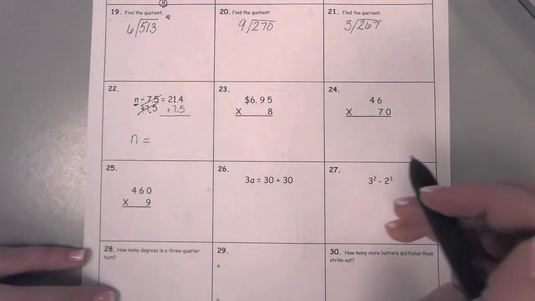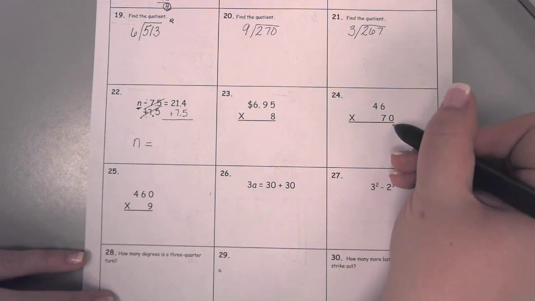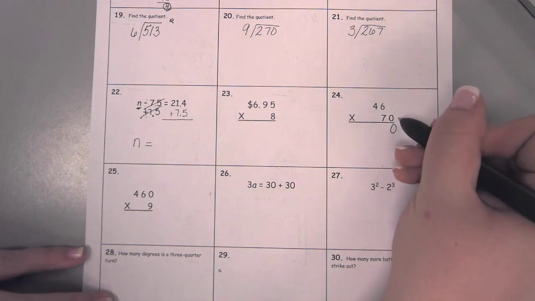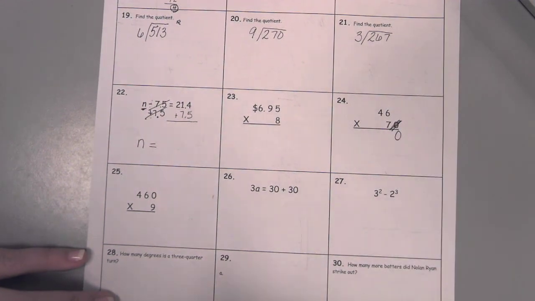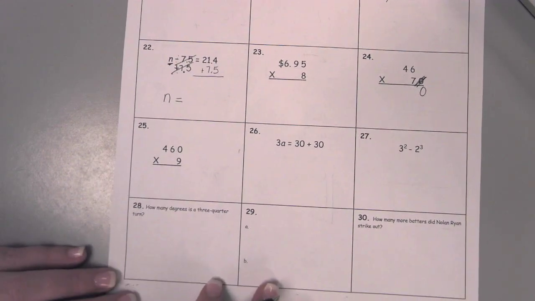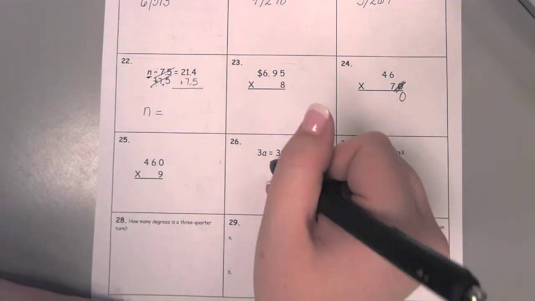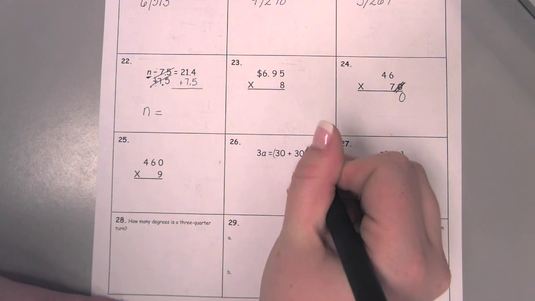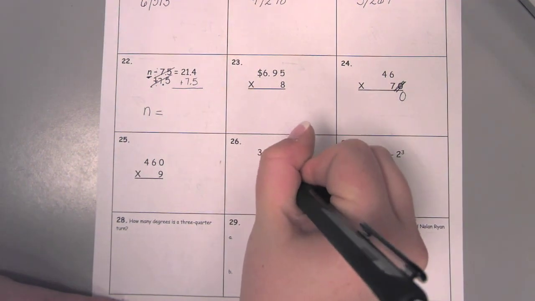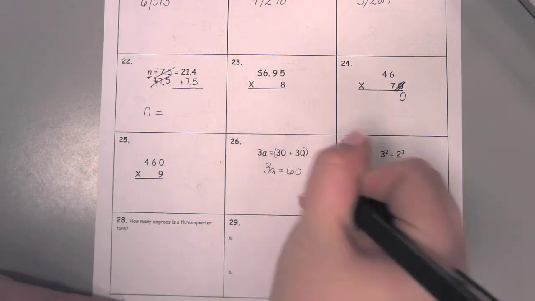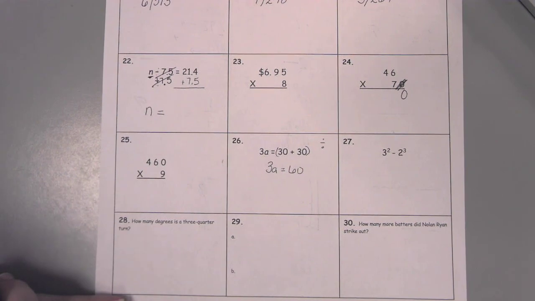23 is set up. 24, you need to be careful of. We are still missing this answer. I would write the 0 in my answer, mark it out, and now solve. 26, 3a is equal to, pretend there are parentheses around this, 3a is equal to 60. And to find this answer, you will need to divide.